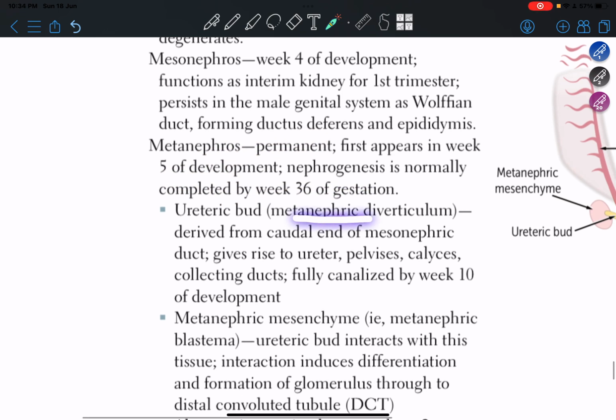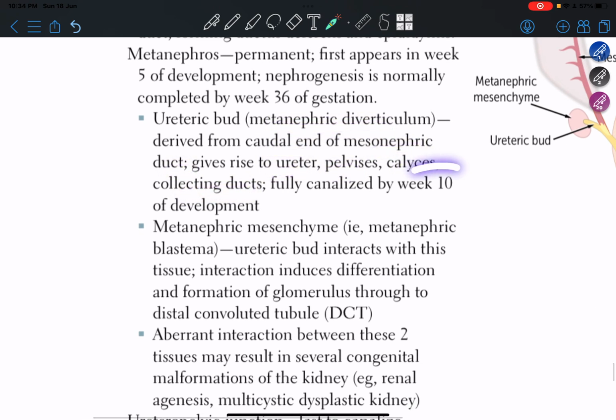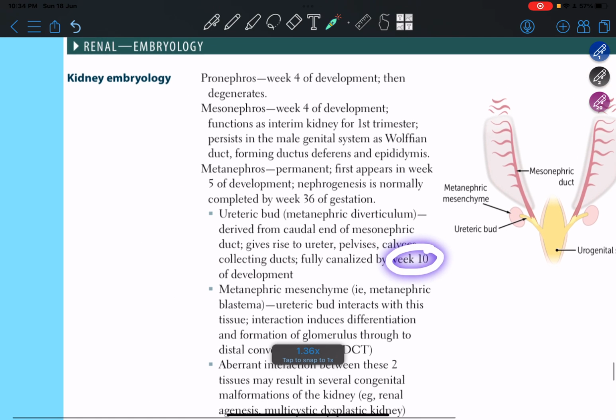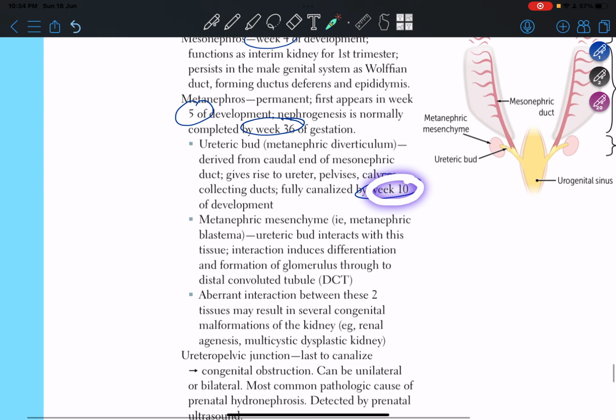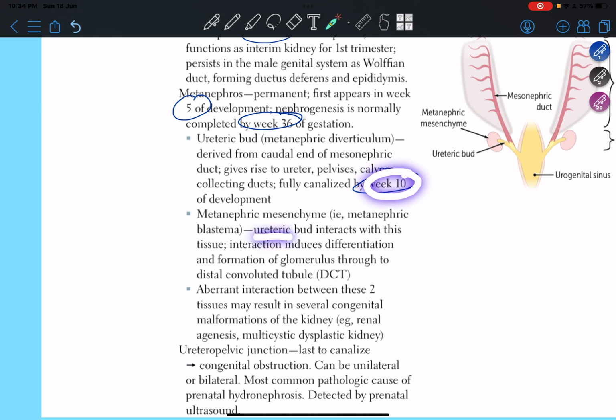Then we have the metanephric diverticulum, derived from the caudal end of the mesonephric duct, gives rise to the ureter, pelvises, calyces, collecting ducts, fully canalized by week 10. So these dates are what are not mentioned, right? Week 4, week 5, and then completed by week 36, and this completed by week 10. Now, metanephric mesenchyme, the ureteric bud interacts with this tissue. Interaction induces differentiation, formation of the glomerulus through to DCT.